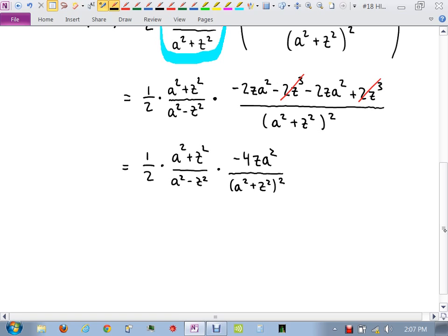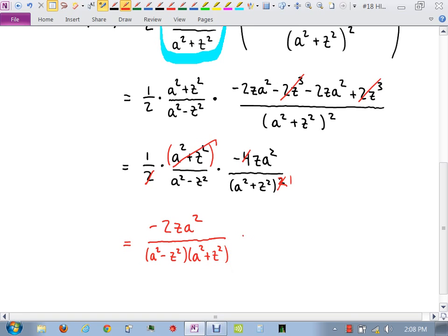Anything else? A squared plus z squared, like this right here. There's one of them, right? And then there's two of them down there. So I can cancel one of them out and be left with just one of them. I can also reduce the 4 and the 2, right? So my new numerator is negative 2za squared over what's left on the bottom: a squared minus z squared times a squared plus z squared.